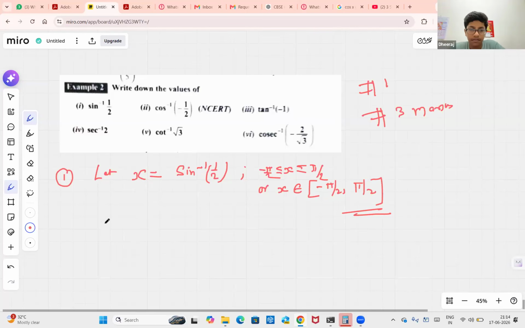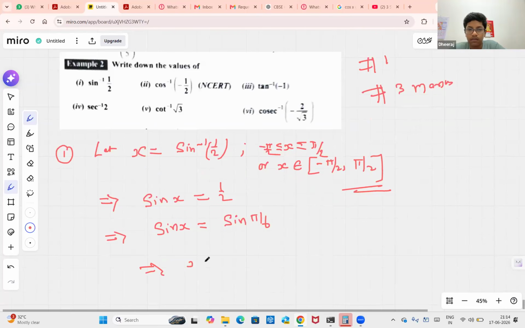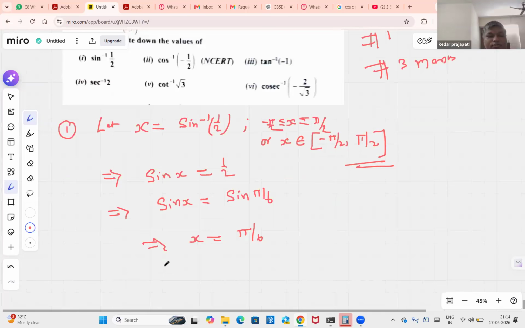What can we do? We can bring sine to this side. Sine x equal to half. And we can also write it like this: sine x equal to, how much is half? Sine 30 degree, that is pi by 6. So from here, what is x? x equal to pi by 6. And x we assumed this only.